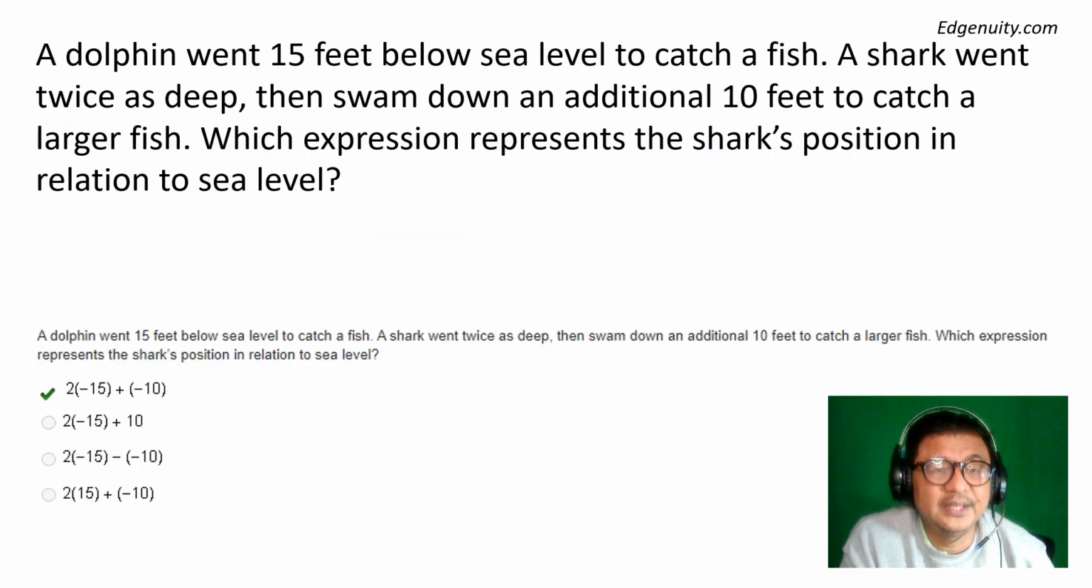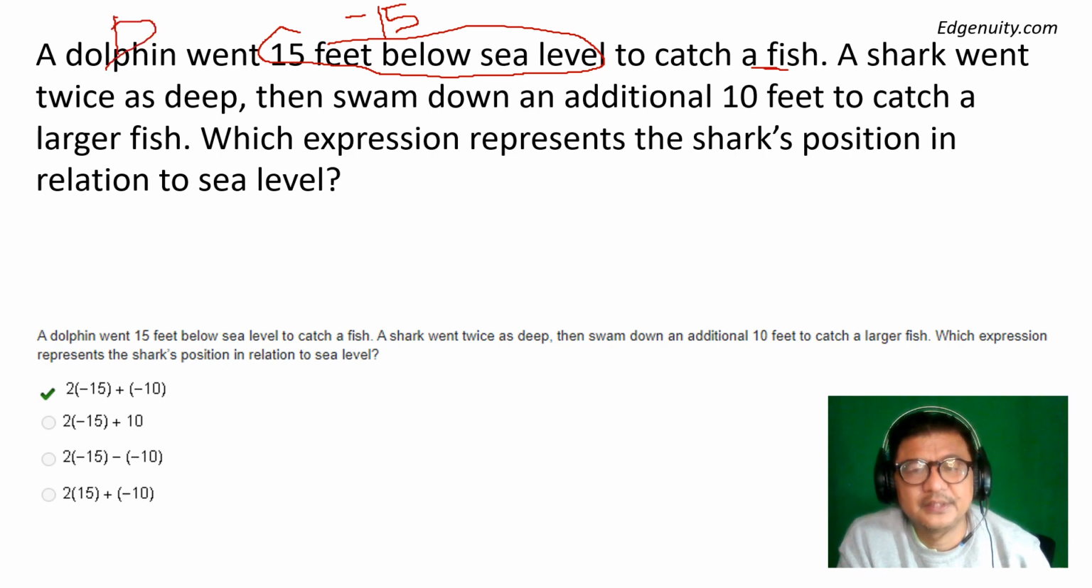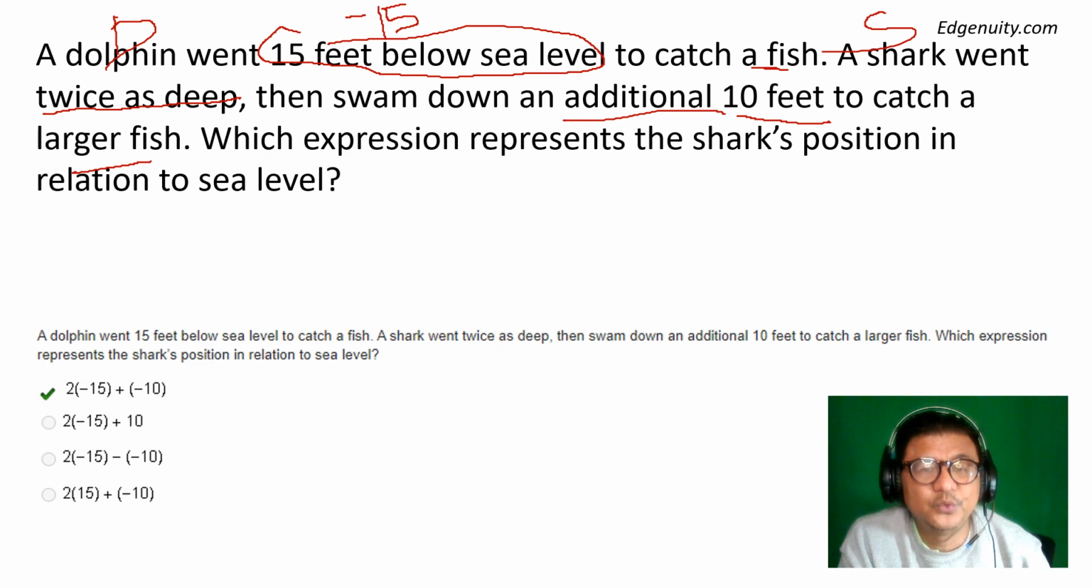A dolphin went 15 feet below the sea level. Obviously, you will know this will mean a negative 15 to catch a fish. Now, there's another one, a shark. This is a dolphin. Now, this is a shark. The shark went twice as deep as the dolphin, then swam down an additional 10 feet to catch a larger fish.